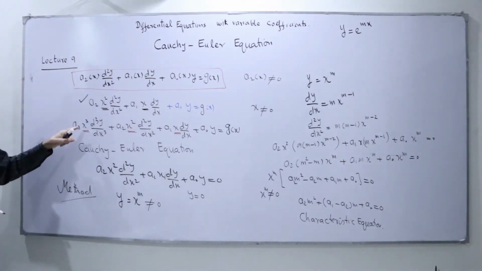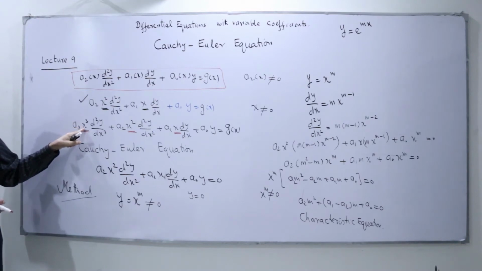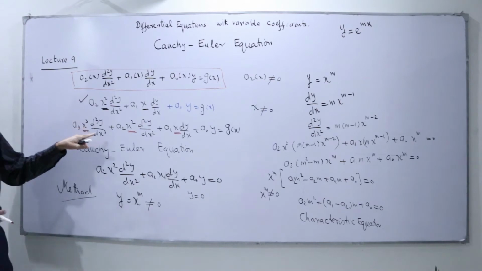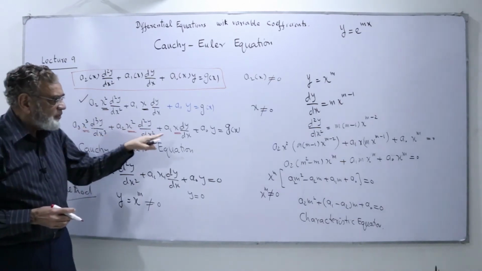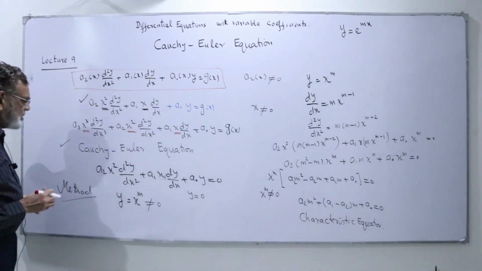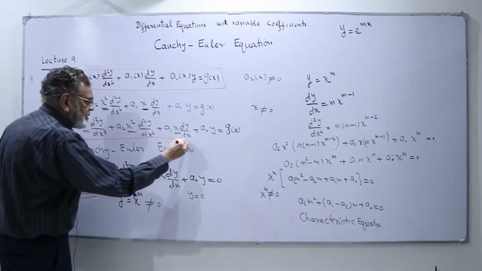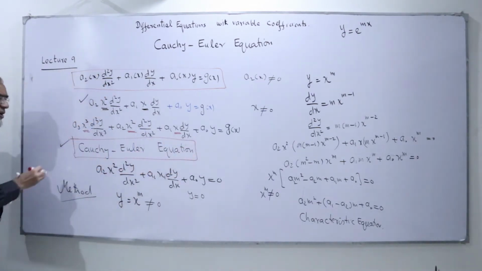When I write a third order differential equation, it's multiplied by x cubed for the third order derivative, second derivative multiplied by x squared, first derivative multiplied by x. These equations I call Cauchy Euler equations, special equations. I will discuss the solution of these equations.